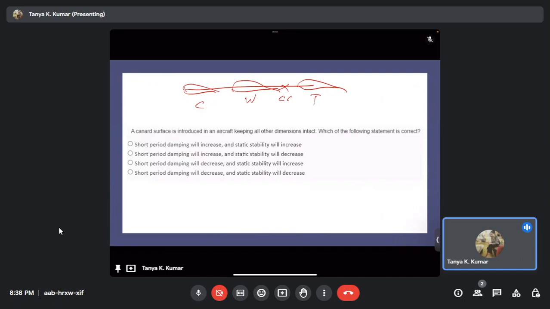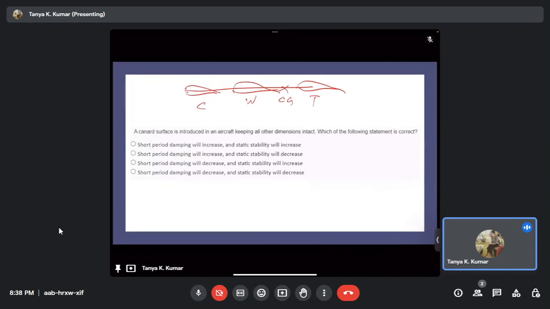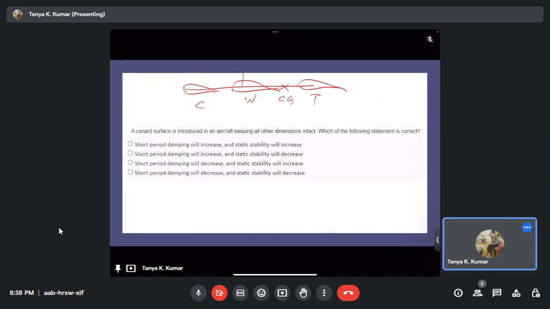So as far as static stability is concerned, will it be stabilizing or destabilizing? So this is the lift of the wing, lift of the canard, lift of the tail, right? So lift of the wing is destabilizing, lift of the tail is stabilizing. We had done this before. I think even canard we had discussed a couple of questions. The lift of the canard is again destabilizing, right? So static stability will decrease.